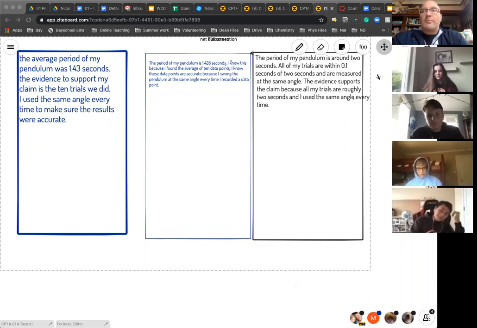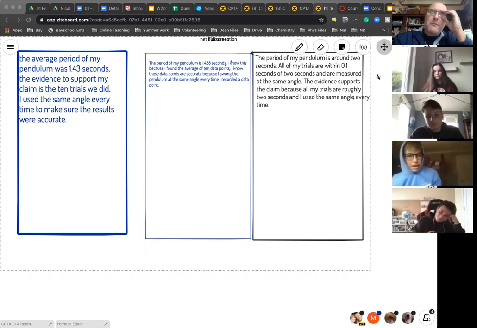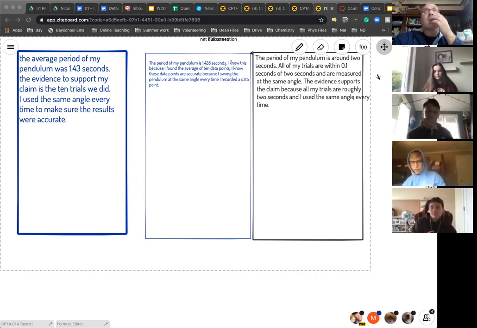Okay, so my claim was that the average period of my pendulum was 1.43 seconds. And the evidence to support the claim was the 10 trials that we did, and it does support the claim because we used the same angle and made sure that every trial was accurate. Cool. Okay. Marlo?